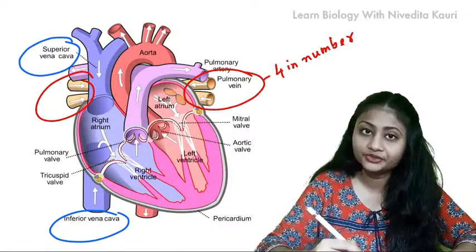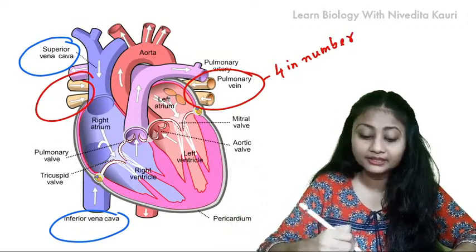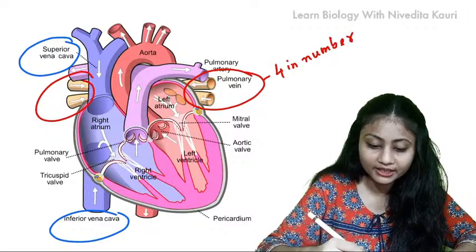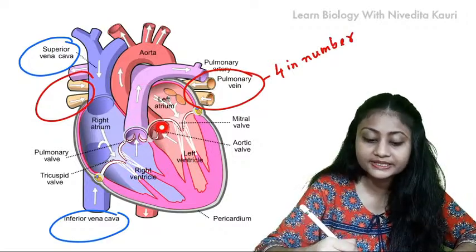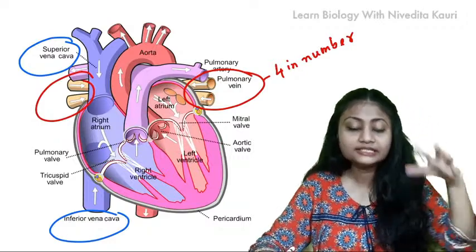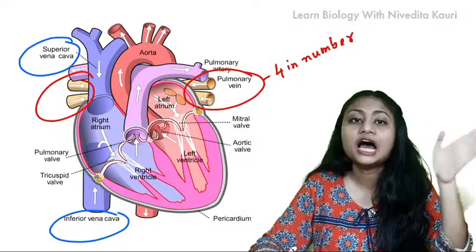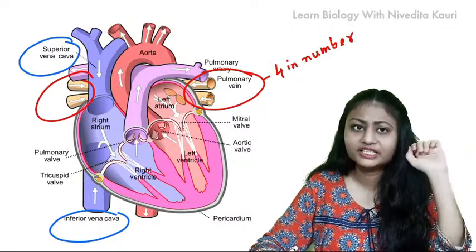From the right ventricle, blood goes to the pulmonary circulation via the pulmonary artery. It goes to the systemic circulation via the aorta. Now, what is this pulmonary circulation and the systemic circulation? I will be describing in some time.